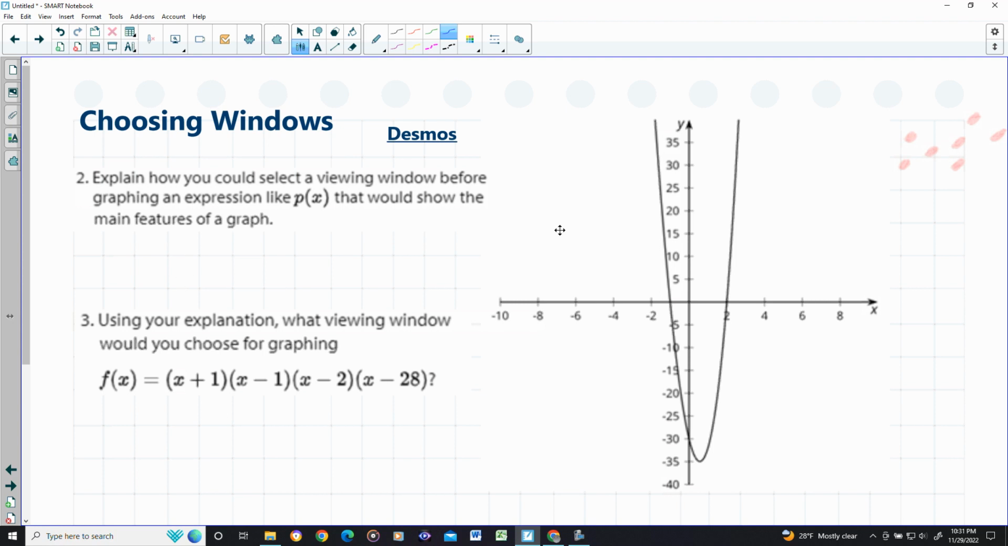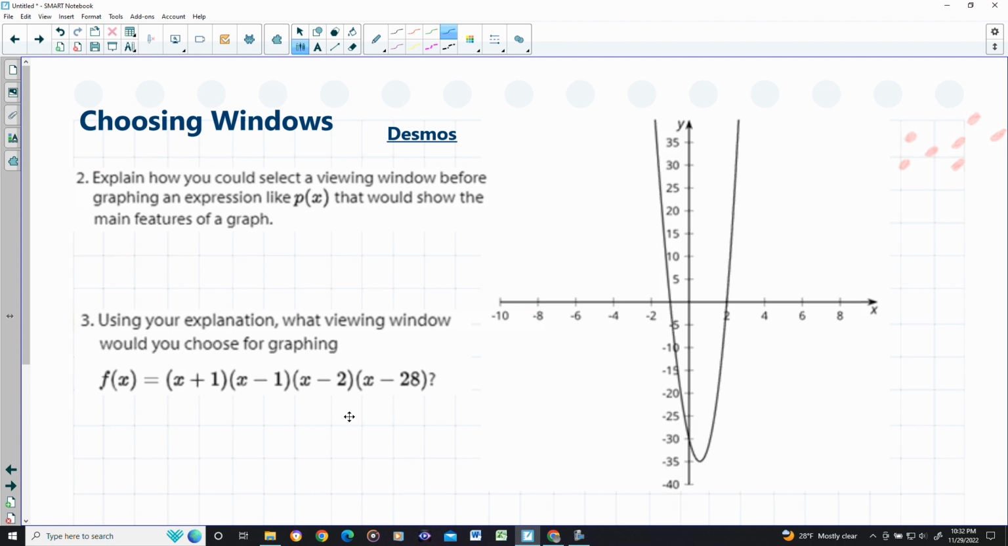And so, a lot of this is just about choosing the appropriate viewing window. So what viewing window would you choose for the following graph? (x + 1)(x - 1)(x - 2)(x - 28). Whoa, okay. So, wow.